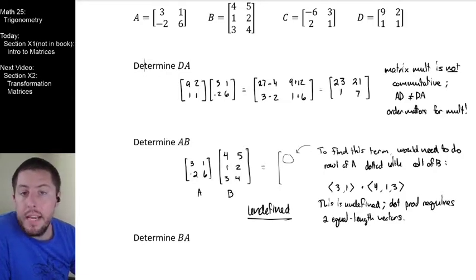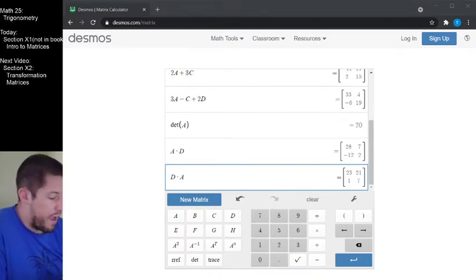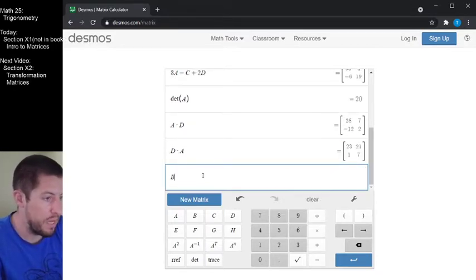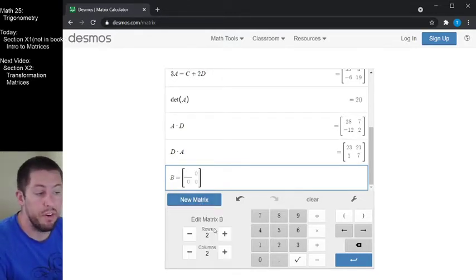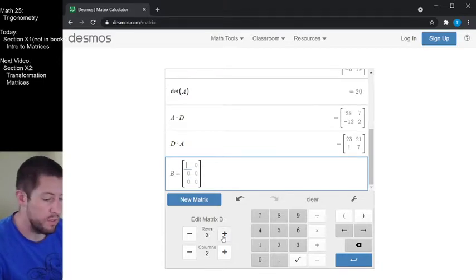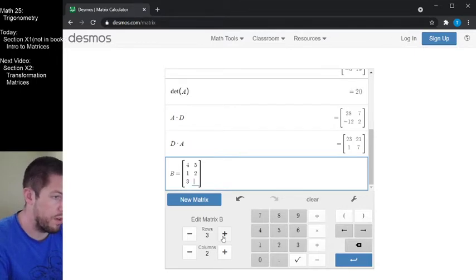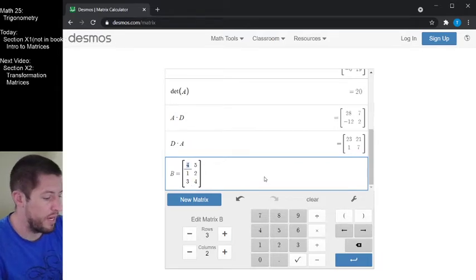Notice, by the way, in Desmos, we only have defined A, C, and D so far. We skipped B, so I need to define it. 4, 5, 1, 2, 3, 4. A very creative matrix on my part. So let's go ahead and define it here. B is the matrix 4, 5, 1, 2, 3, 4. So I'm going to do new matrix. I need to give it a whole extra row because I actually had 3 rows. This is 4, 5, 1, 2, 3, 4. Okay, so I'm going to go ahead and hit enter.